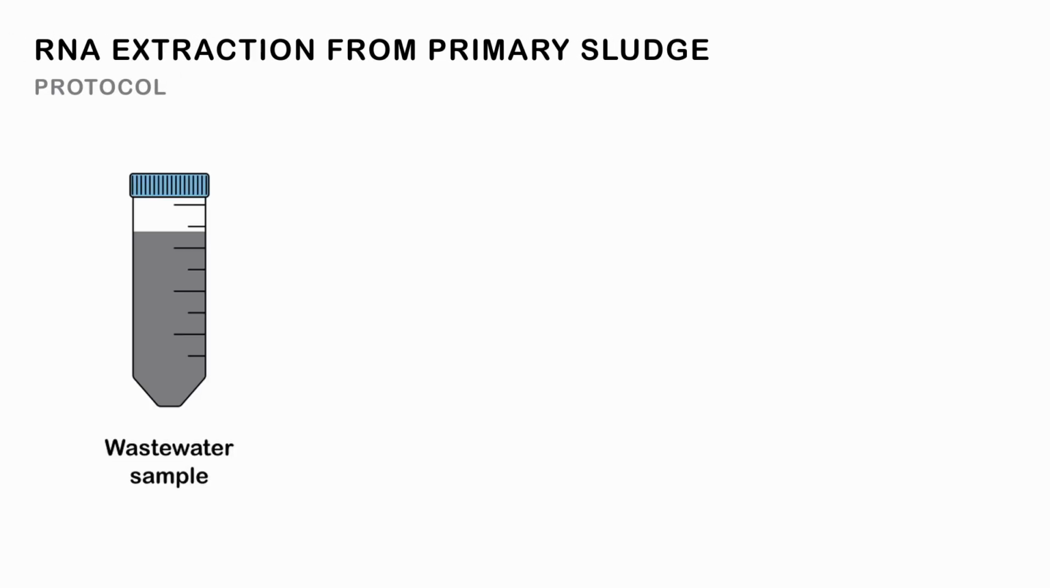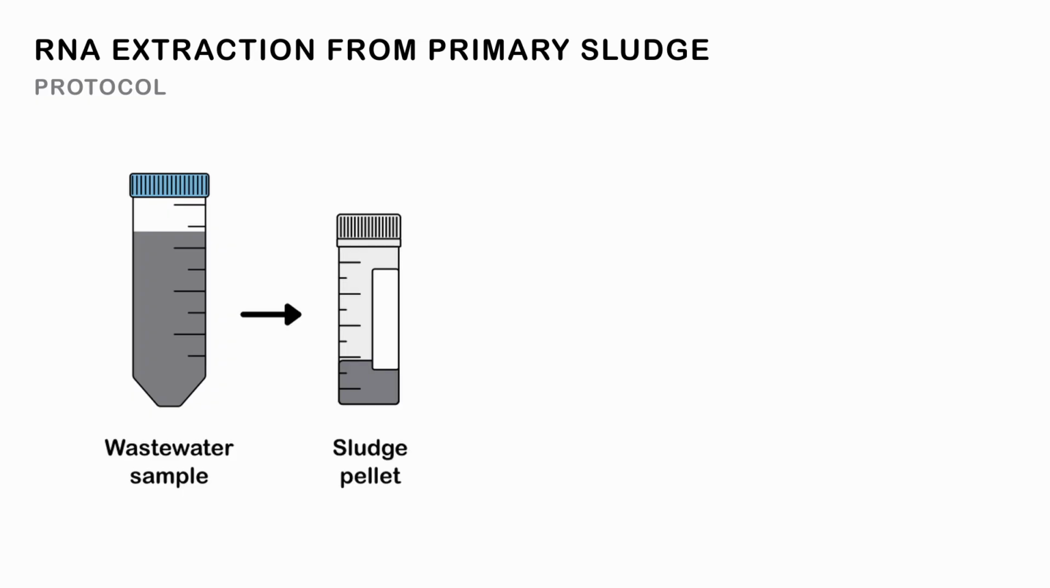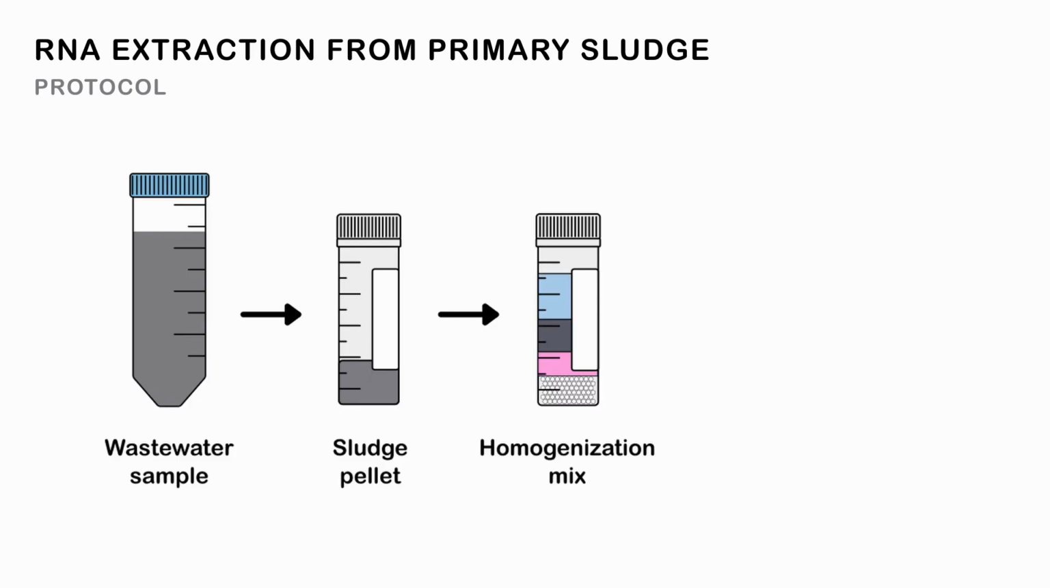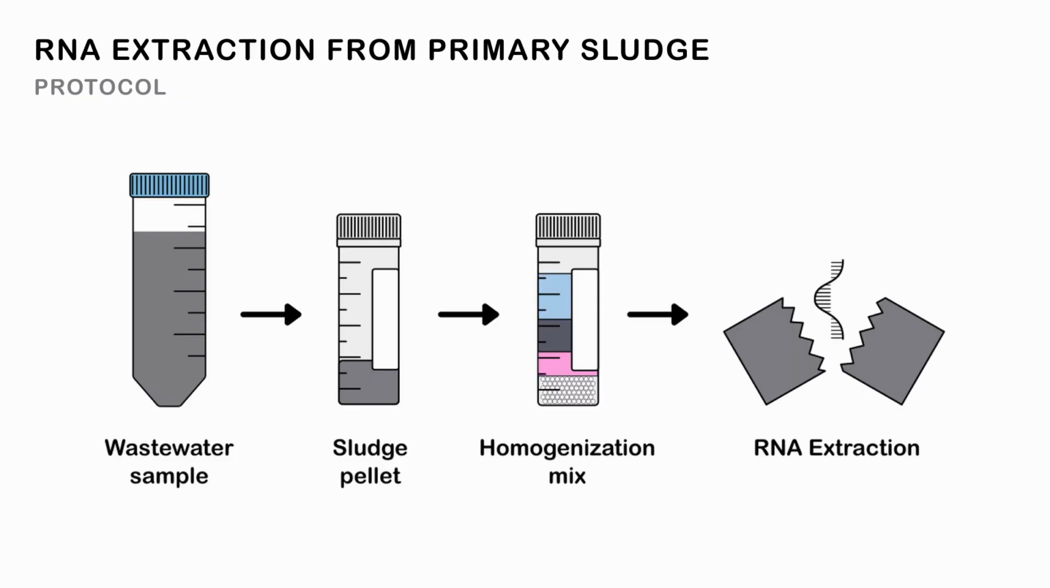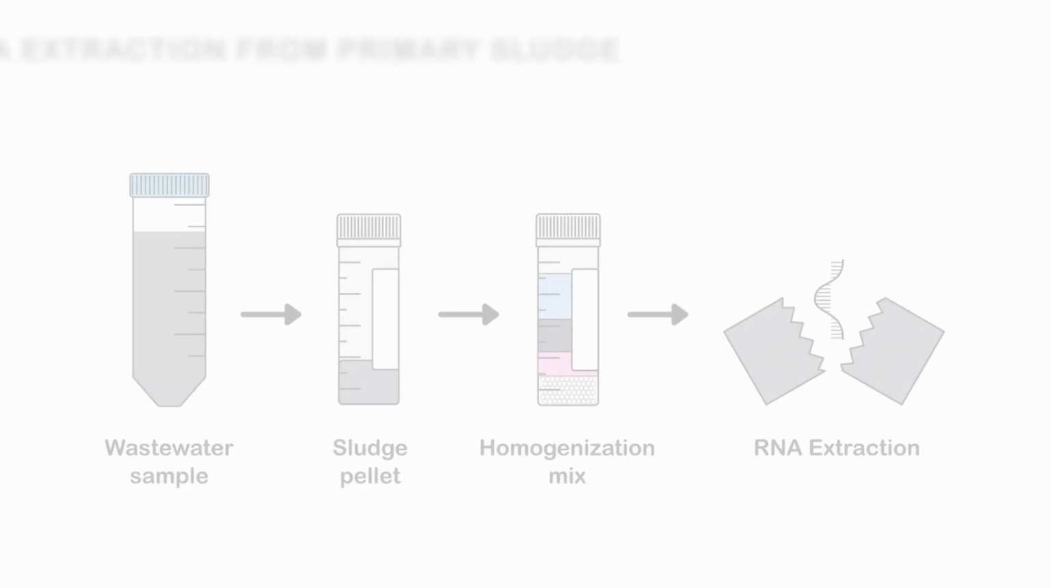Let's start by first taking a look at how viral RNA is extracted from the solids collected from primary sludge. We begin this protocol with a sludge sample. The solids are collected into a pellet by centrifugation, and the bulk of the water content is removed. Next, we add glass beads and buffers from a QIAGEN kit to help with extraction. The sample is then homogenized by bead beating to release RNA from the sludge solids.